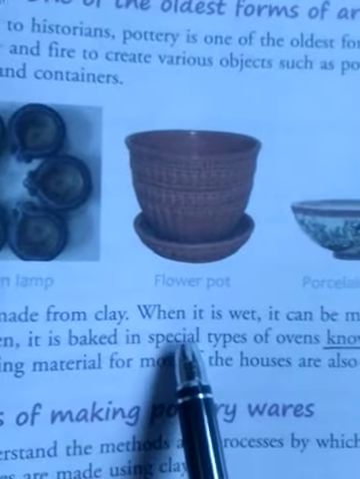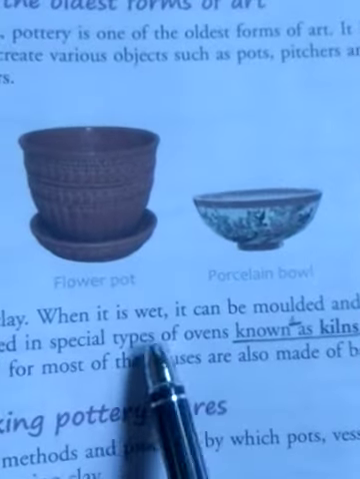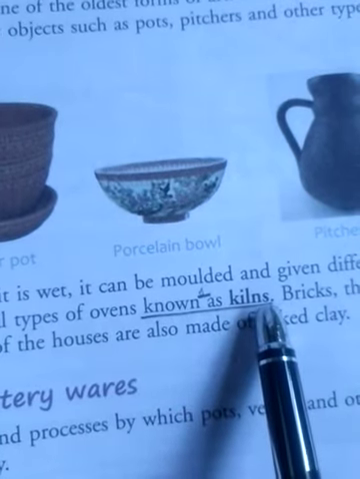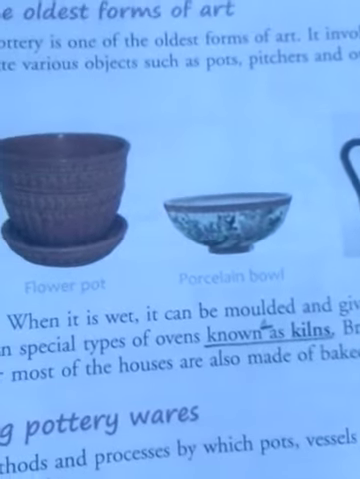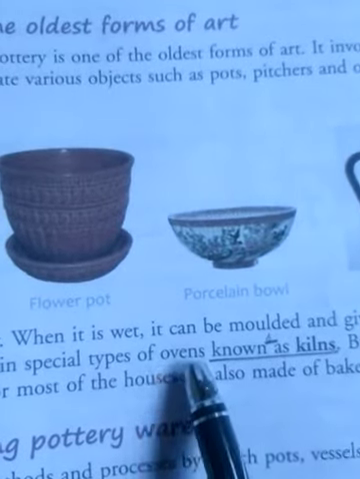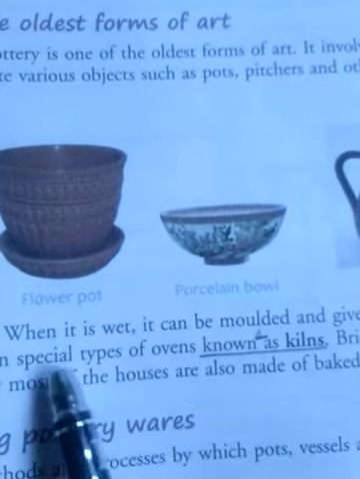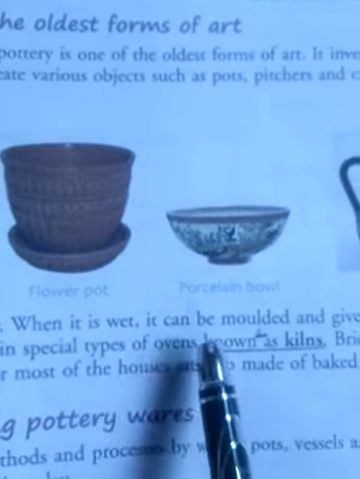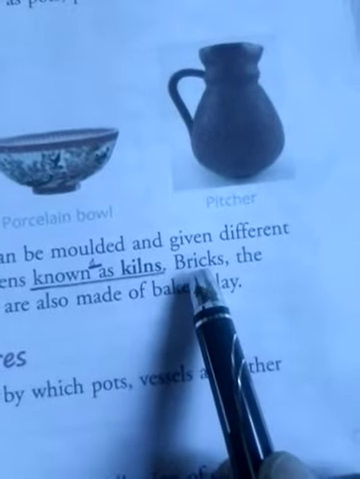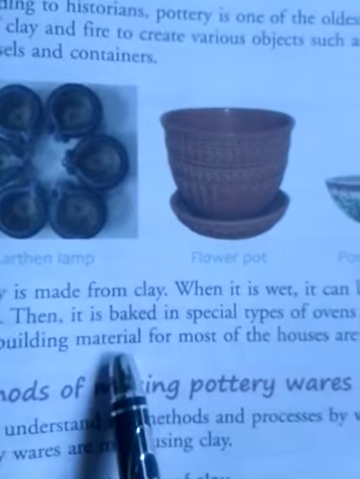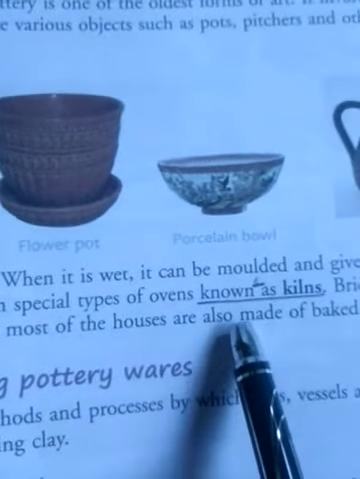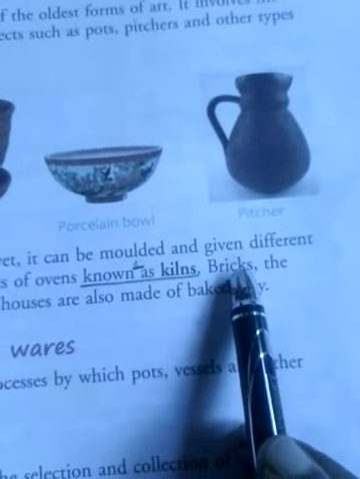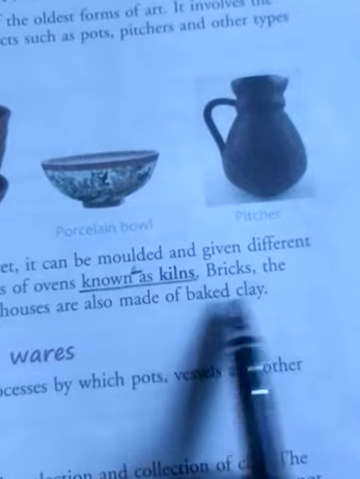Then it is baked in special types of ovens known as kilns. Kiln, K-I-L-N. A kiln is a special type of oven, like a bakery oven. These items are kept in this oven to make them hard. Bricks, the main building material for most of the houses, are also made of baked clay. The bricks we use today are made from this baked clay.